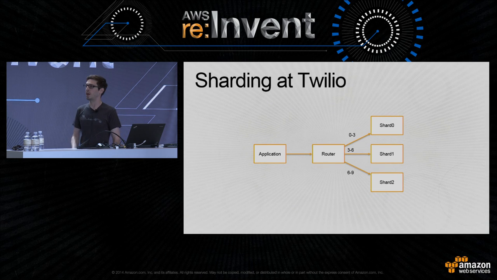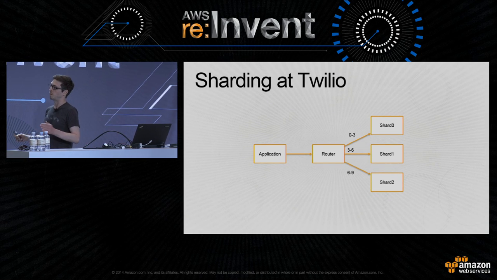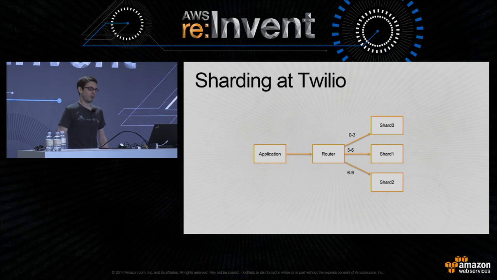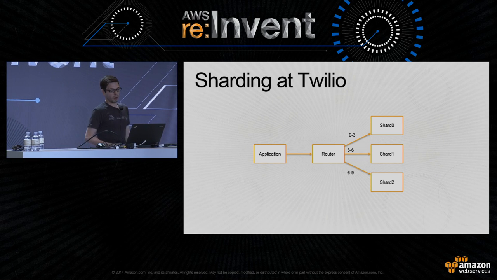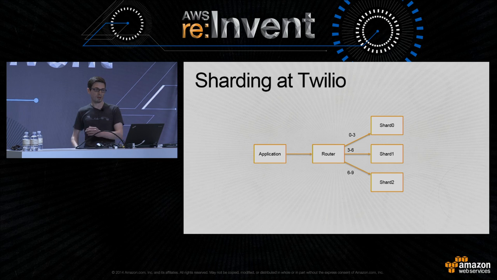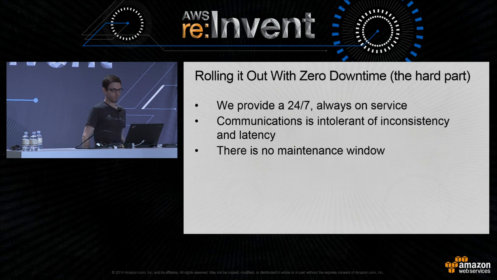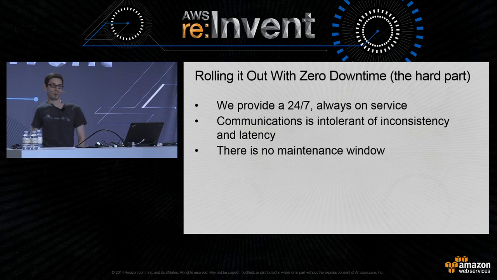The way that works today is we subdivide our key space for all of our records into ranges. And we have a router that routes queries for each of those ranges to each of the individual shards. So in this case, queries that reference IDs 0 through 3 go to shard 0, 3 through 6 to shard 1, and 6 through 9 to shard 2. And it's pretty simple. The hard part is rolling it out with zero downtime.